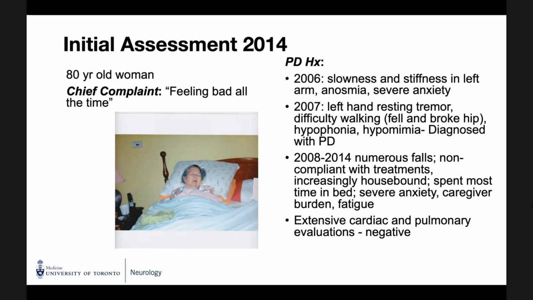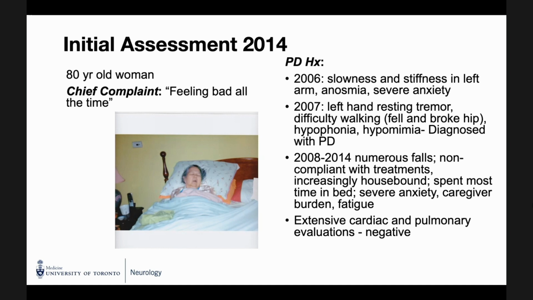And her Parkinson's story started 8 years earlier in 2006, when she experienced slowness and stiffness in her left arm. She had loss of sense of smell, we call that anosmia, and she had severe anxiety. A year later, she started to experience the typical left-hand resting tremor. She had difficulty walking, and in fact, she fell and broke her hip at the time. Her voice was soft and her face had minimal expression. And at that time, she was diagnosed with Parkinson's disease.